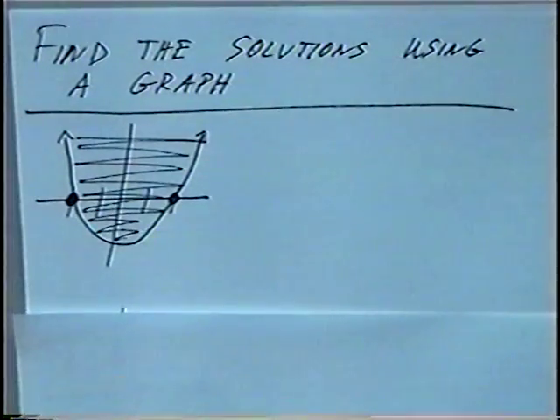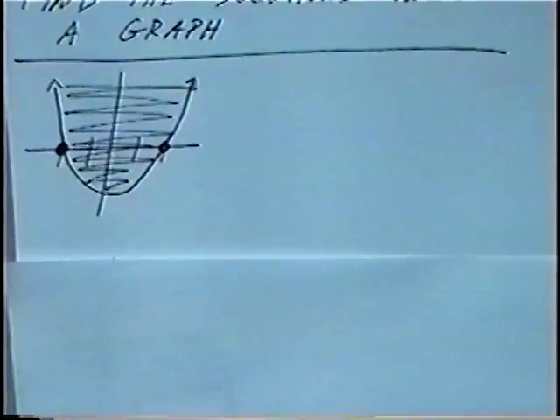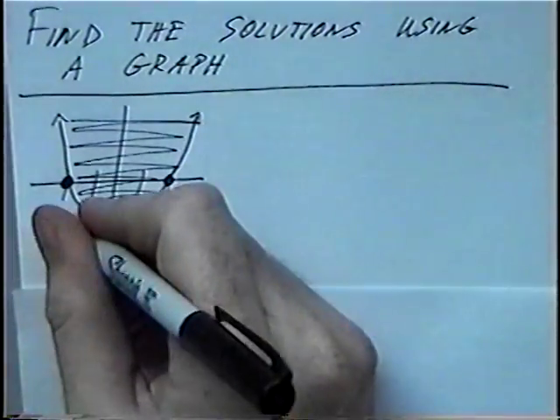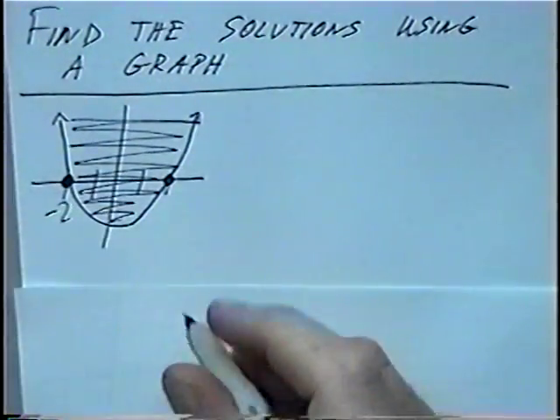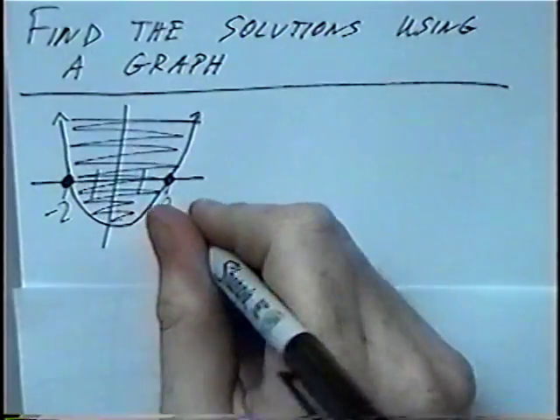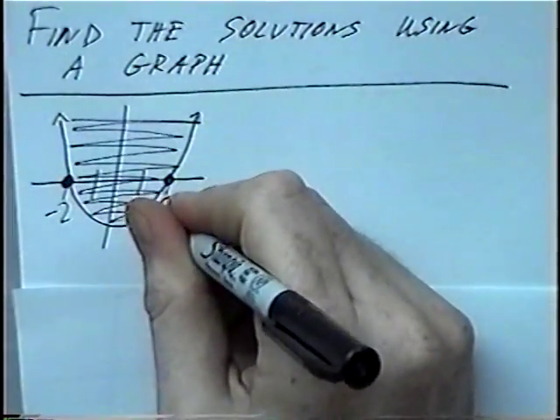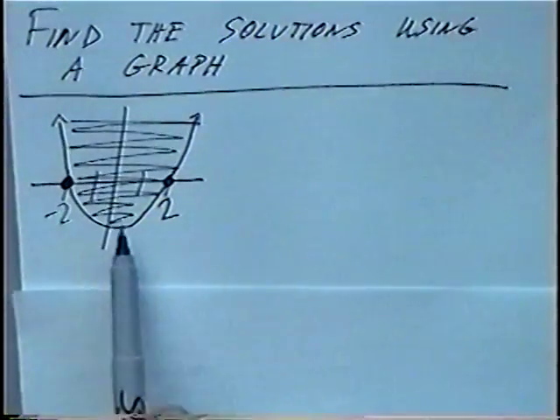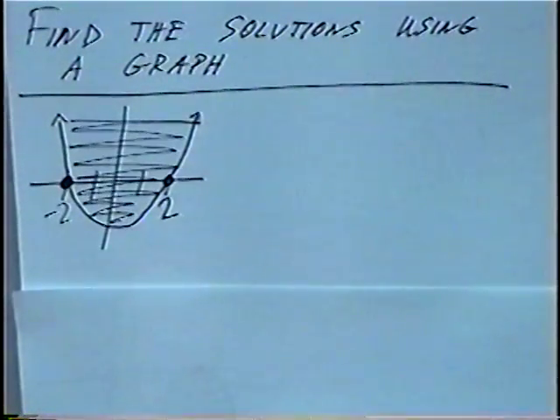First equation or first graph, we have an inequality graph. The 2 points that cross on the left hand side is -2 and on the right hand side is +2. If this was an equal equation with no shading, our two answers would be -2 and 2.